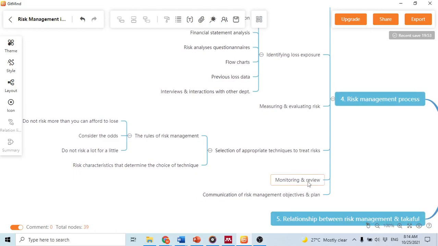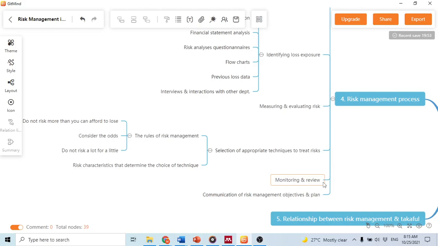So the next activity is monitoring and review. Effective risk management requires a reporting and review structure to ensure that risks are effectively identified and assessed, and that appropriate controls and responses are in place. So after we have identified, measured and evaluated the risk, and then made the selection of techniques that can be taken to treat the risk, next is the process of monitoring and review of the action that has been taken.